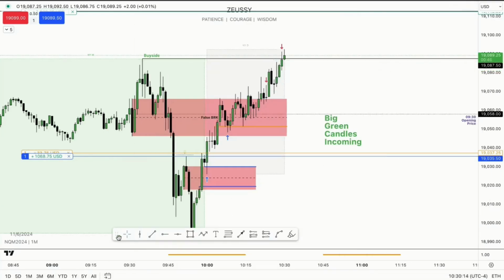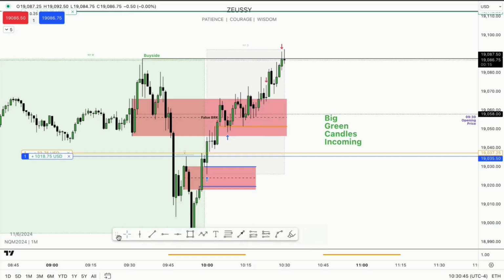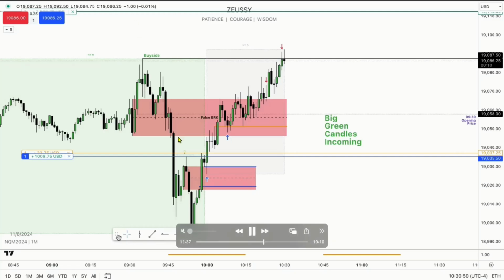As you can see, I took another partial above this high, and at this moment I'm simply monitoring to see whether or not we will expand towards the London high. If we would, then that would be nice. If not, it would also be good, because only one contract is left running.